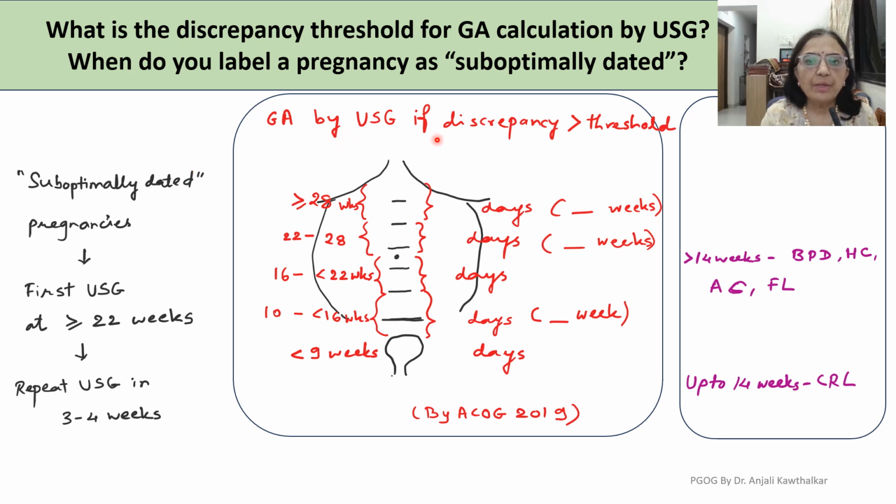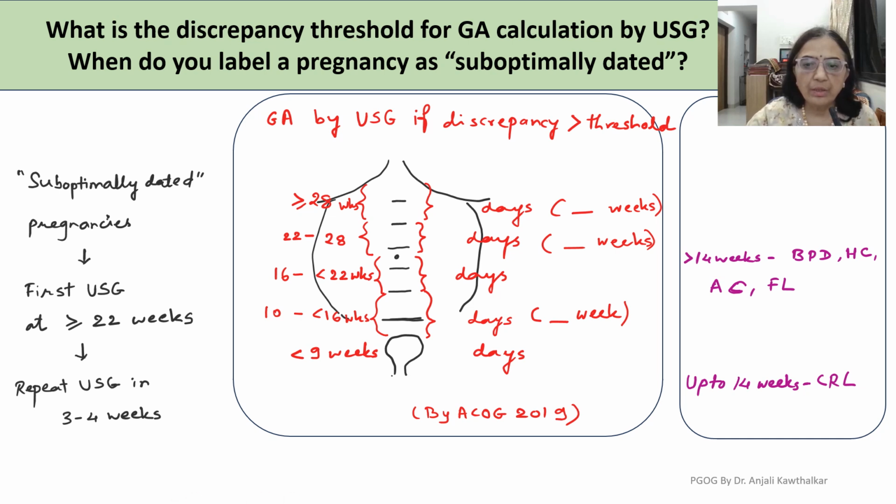If the discrepancy in gestational age by ultrasonography is greater than the threshold, then, as we have seen in the last slide, you calculate the gestational age by LMP and also by ultrasonography, and if there is a difference greater than the threshold, then we have to rely on the ultrasonography method. So what is the threshold? We start at the lowest, at 9 weeks, and then gradually we go upward.